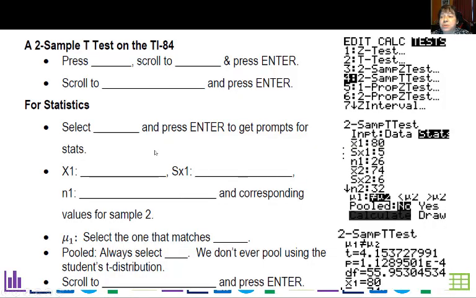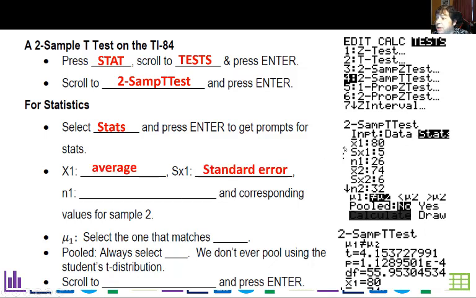Now we're going to show you how to do this on the calculator. First, you're going to press stat and test like we've been doing, and you're going to scroll over to this 2-SampTTest over here. Select stats when you get this input menu. X1 is your average for your sample. Sx1 is your standard deviation for that sample.